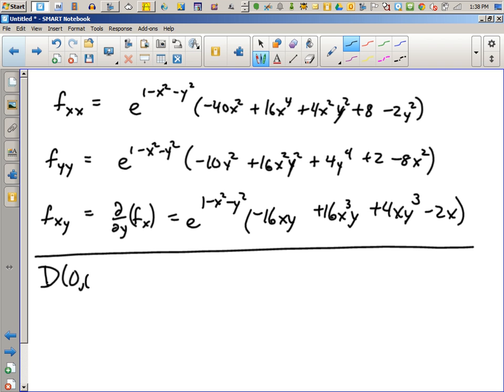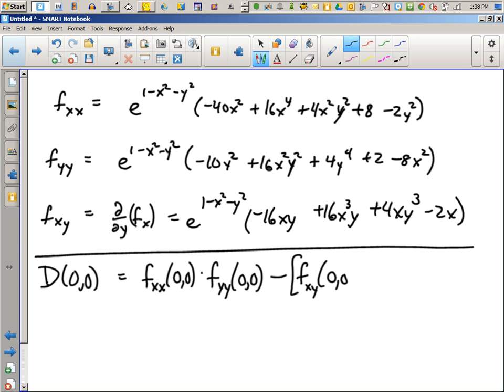Which means I did fxx measured at (0, 0) times fyy measured at (0, 0) minus fxy measured at (0, 0). And for this, I got the number 16e squared. Now, is that positive or negative? Positive. Okay?